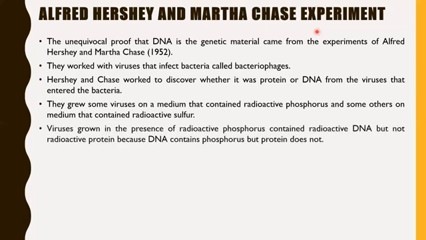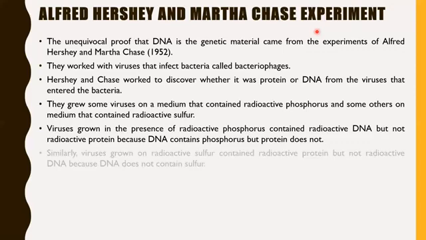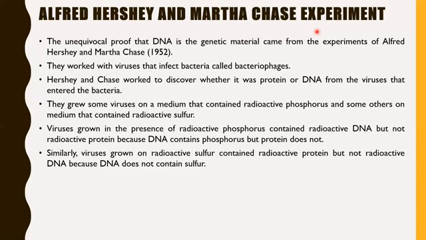Viruses grown in the presence of radioactive phosphorus contain radioactive DNA, because DNA contains phosphorus, but not radioactive protein, because protein does not contain phosphorus. Similarly, viruses grown on radioactive sulfur contain radioactive protein but not radioactive DNA, because DNA does not contain sulfur but the protein does. So they got two types of bacteriophages.